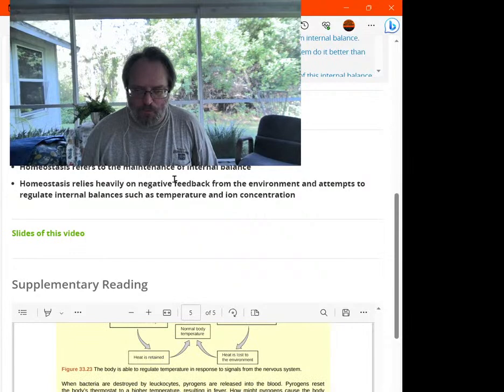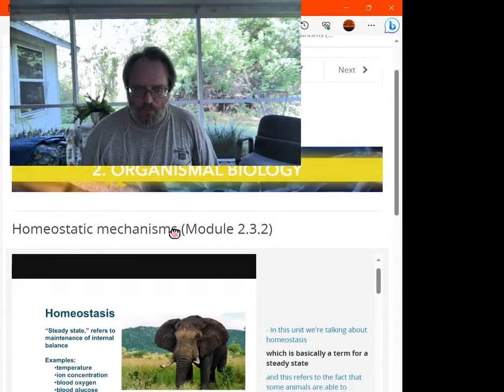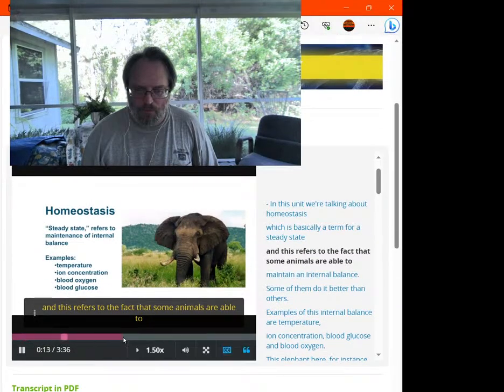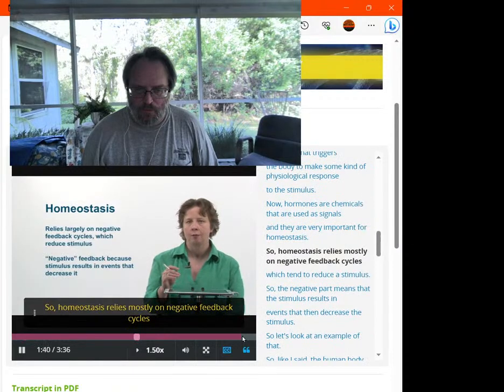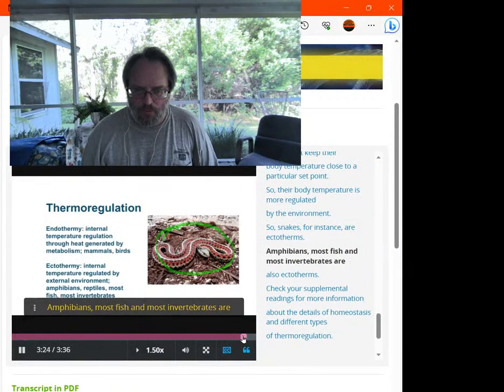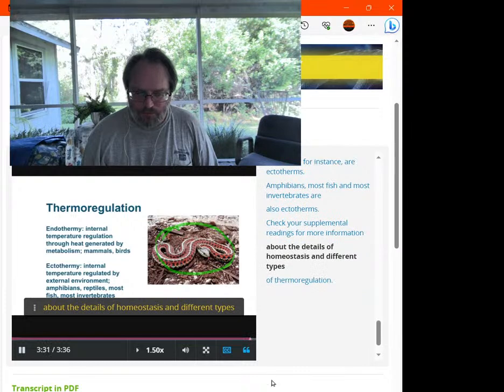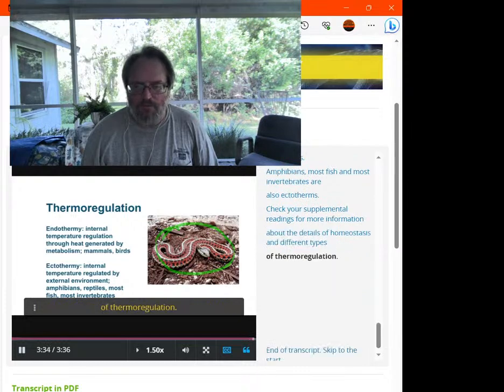In this unit, we're talking about homeostasis, which is basically a term for a steady state, and this refers to the fact that homeostasis relies on details and different types of thermoregulation.